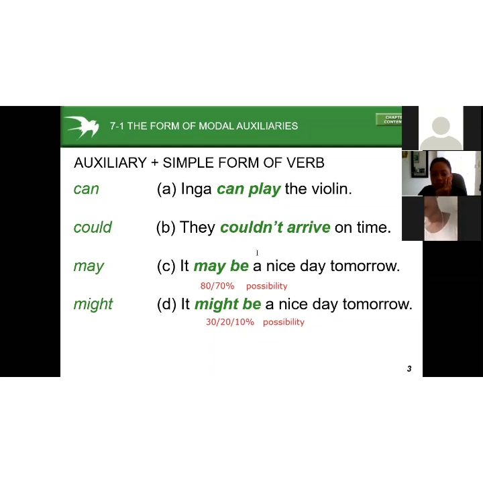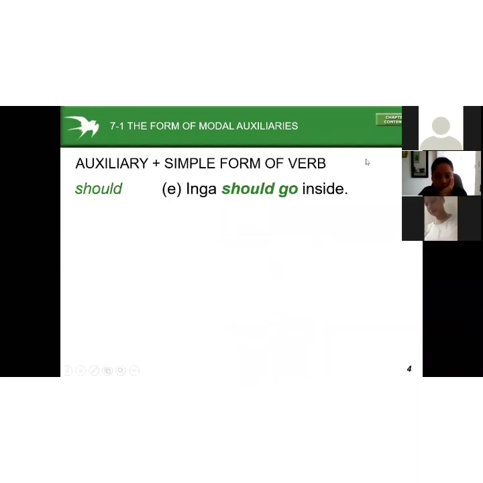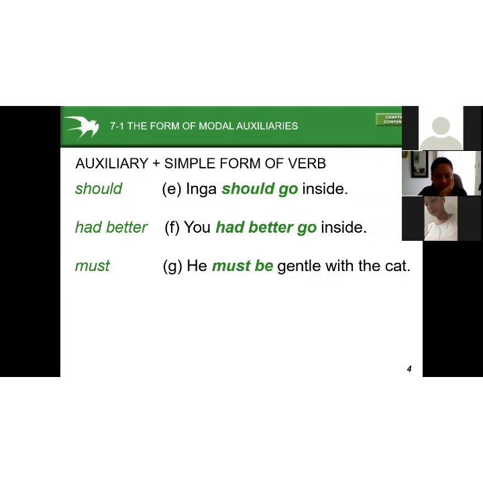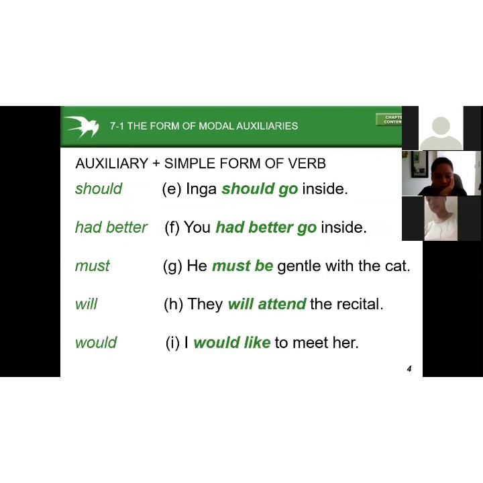Yes, teacher. So let's continue. This is the family of can. So can for abilities, could for abilities, and may and might for possibilities. So far, I think it's clear. So far, we have no questions. I'm just showing you what the modal verbs are. This is the first group of modal verbs that we have. So let's continue. The second group of modal verbs are should, had better, must, will, and would.